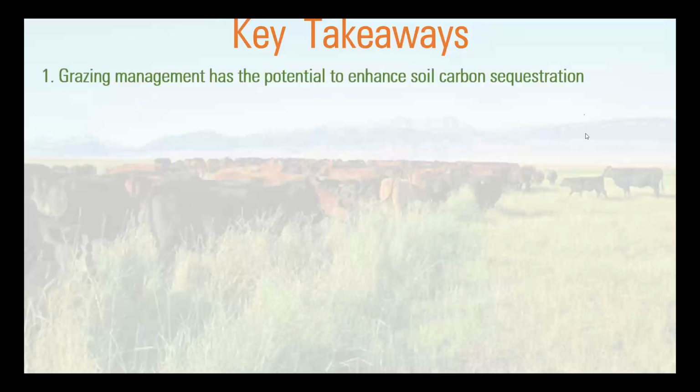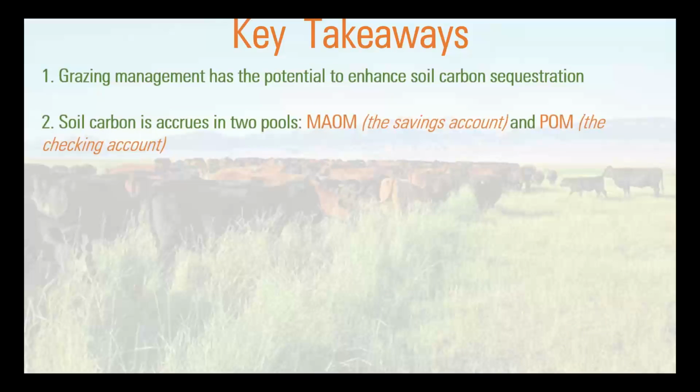First, broadly, grazing management does have the potential to enhance soil carbon sequestration. But all of that soil carbon is not created equal, as Meg mentioned. Soil carbon accrues in two different pools. There's MOM, which is the savings account, that protected carbon. And then there's POM, which is the checking account, that more vulnerable carbon that turns over to provide nutrients to the plant.